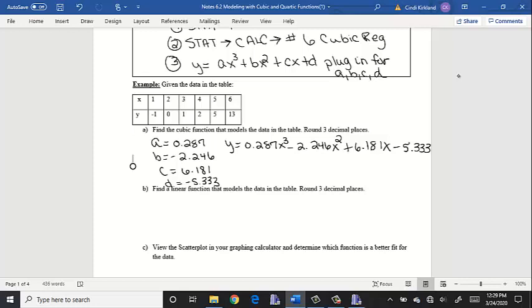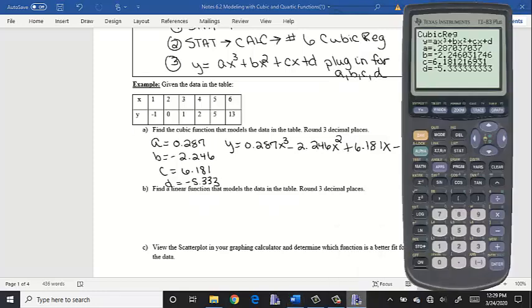You'll see that part B wants us to take the same data, but this time they want a linear function. We did this previously. So we've already got our data in our L1 and L2. So we're going to go back to Stat. We're going to go over to Calc. And we're going to do number 4, which is linear regression. And so it's going to give me my coefficients for A and B. Again, we want to round to 3 decimal places.